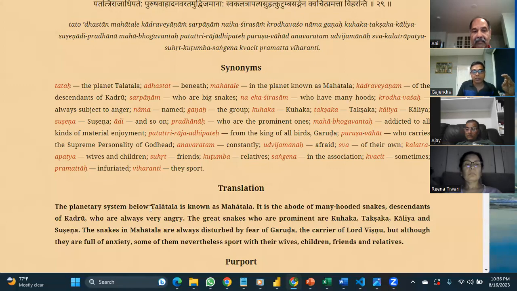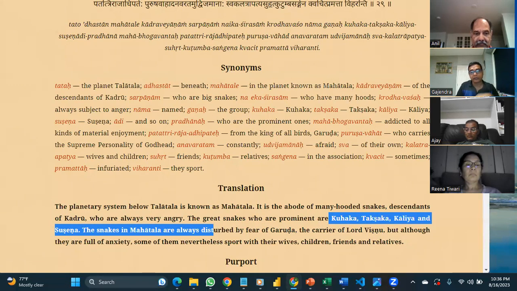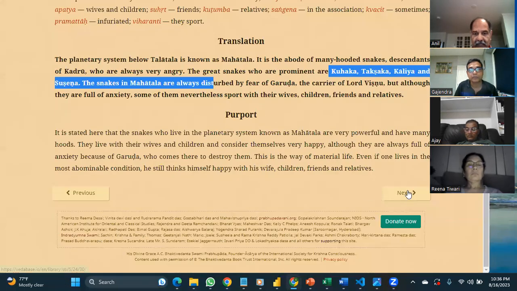So Atal, Vital, Sutal, Talatal, and then below Talatal is Mahatal. And in Mahatal you see many hooded snakes and even prominent snakes, right? We have read about them, like Takshak Nag, Kalia Nag, Sushen, they stay in Mahatal.